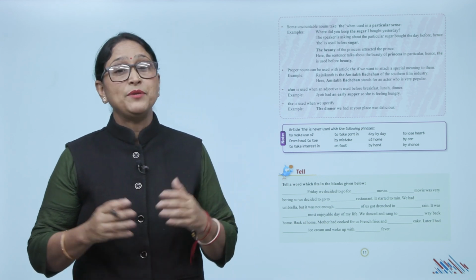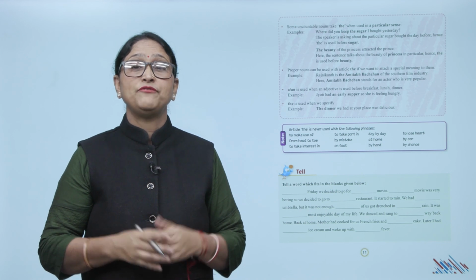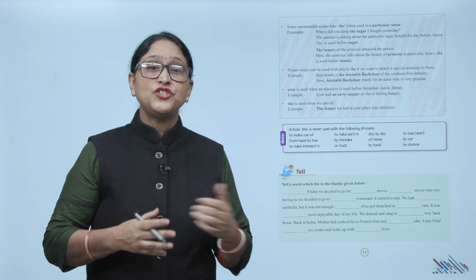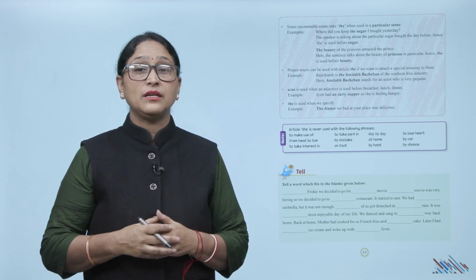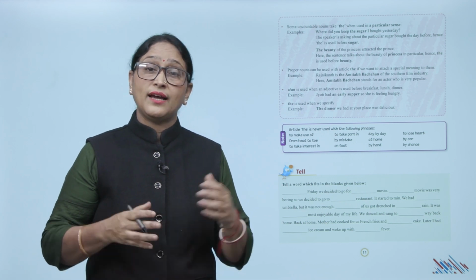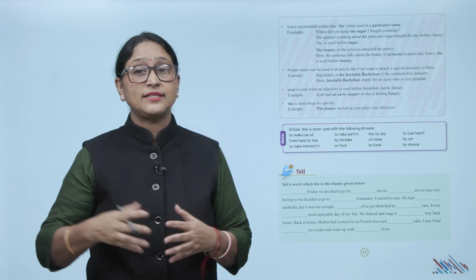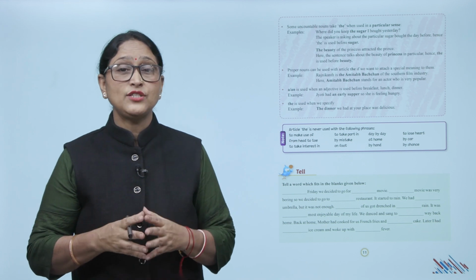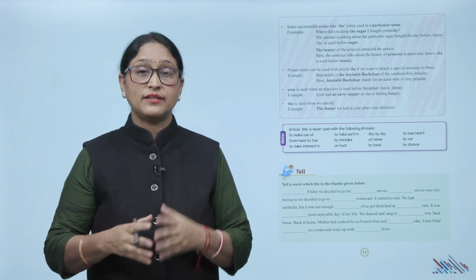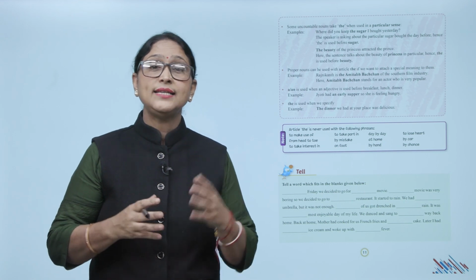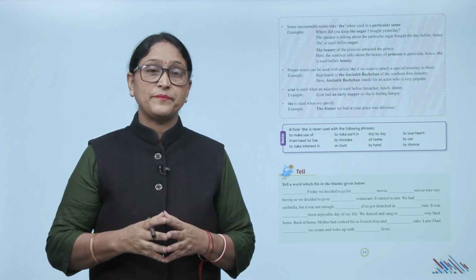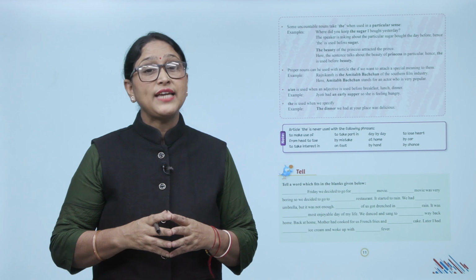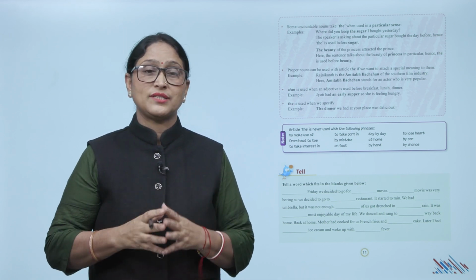Proper nouns can be used with the article the if we want to attach a special meaning to them. Example: Rajnikant is the Amitabh Bachchan of the southern film industry. Here Amitabh Bachchan stands for an actor who is very popular. An is used when an adjective is used before breakfast, lunch, dinner. Example: Jyoti had an early supper, so she is feeling hungry. The is used when we specify. The example: the dinner we had at your place was delicious.